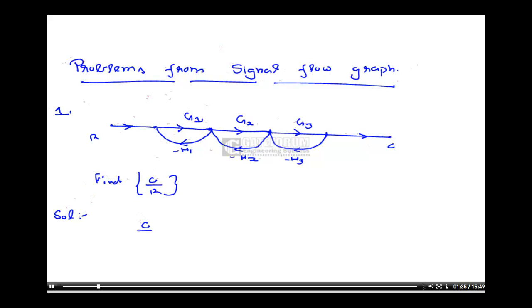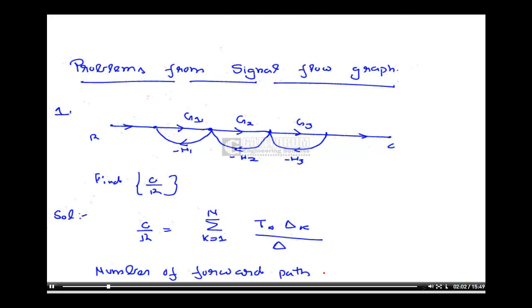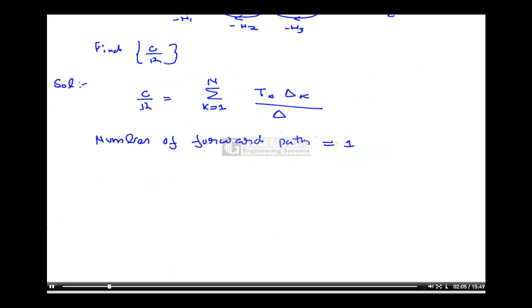Again we have to use the formula, which is equal to summation k equal to 1 to n, Tk delta k upon delta. If we look at this, the number of forward paths in the given signal flow graph is only one, and that forward path is G1, G2, G3.